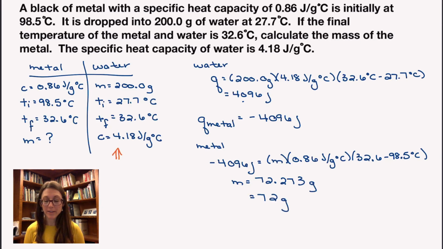Doing all of the math gives us a value of 72 grams for the mass of that metal. We do have two significant figures, both from the change in temperature in the first part of the problem where we're calculating heat for the water, and from our heat capacity for the metal itself, and so we get 72 grams for the mass of that metal.